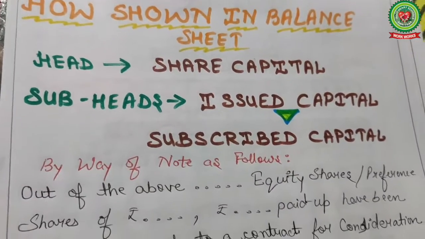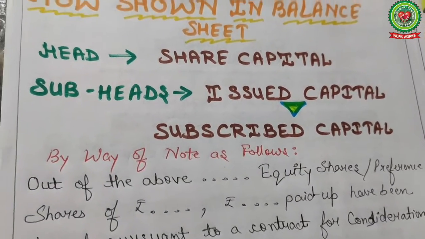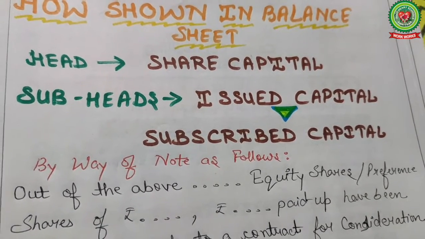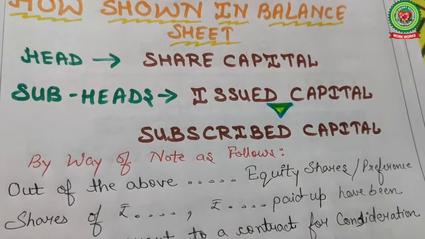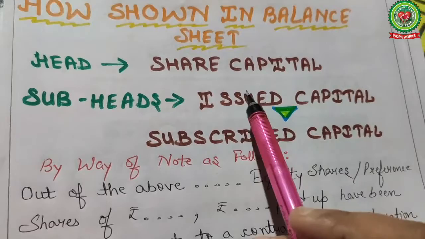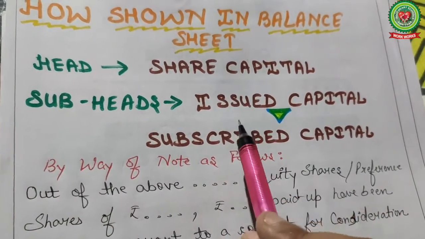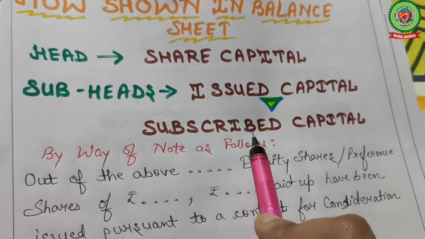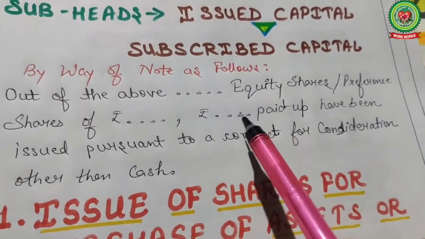Now the next point is how to show the issue of shares other than cash in the balance sheet. See, first of all, main head share capital, subhead issued capital, under this subscribed capital, and by way of note as follows.